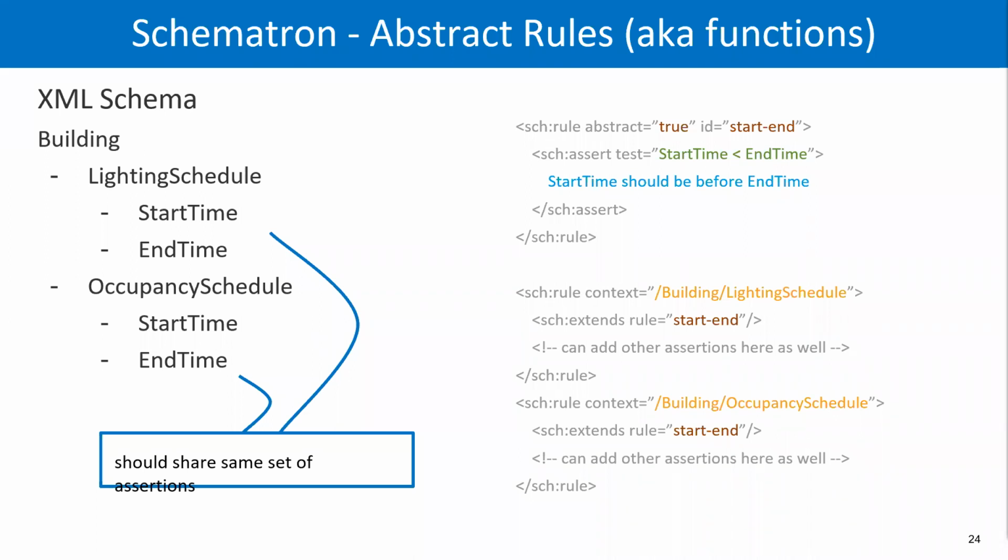Then all we do is write the test itself and then provide a message. Then it's up to the user to write their own context like they normally do. And then they say it extends that rule that we named before. So they're saying it extends start-end. They can even provide extra assertions after that. What that allows, of course, is that they don't have to rewrite that assertion twice. It's more maintainable. So yeah, next slide.